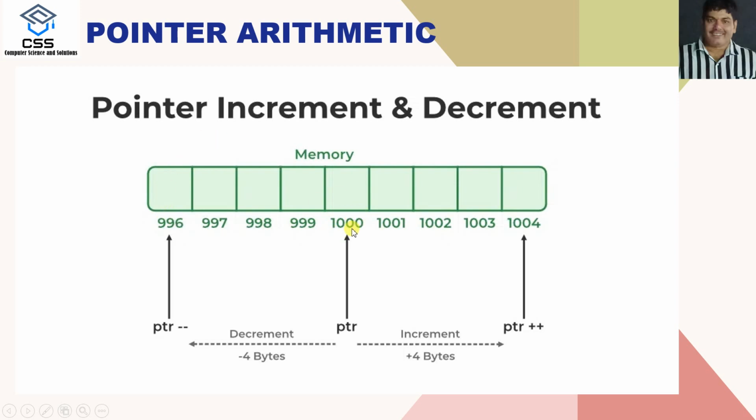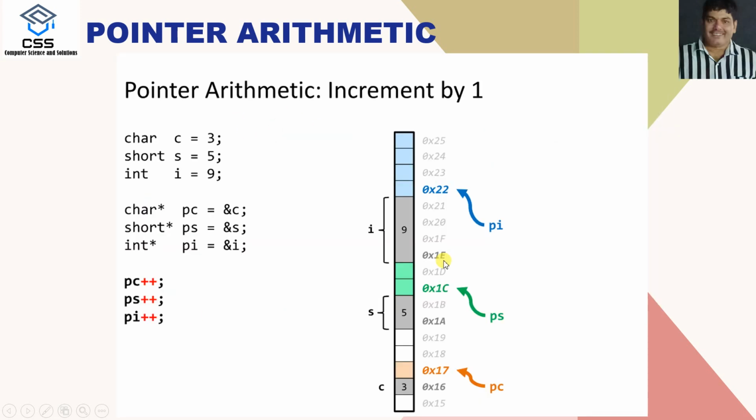If it is a character, it is 1001. If it is decremented, 999. If it is a double with base address 996, then it will automatically come to 1004. Here in the memory map, it is suitably represented. Like this, another thing is given here.